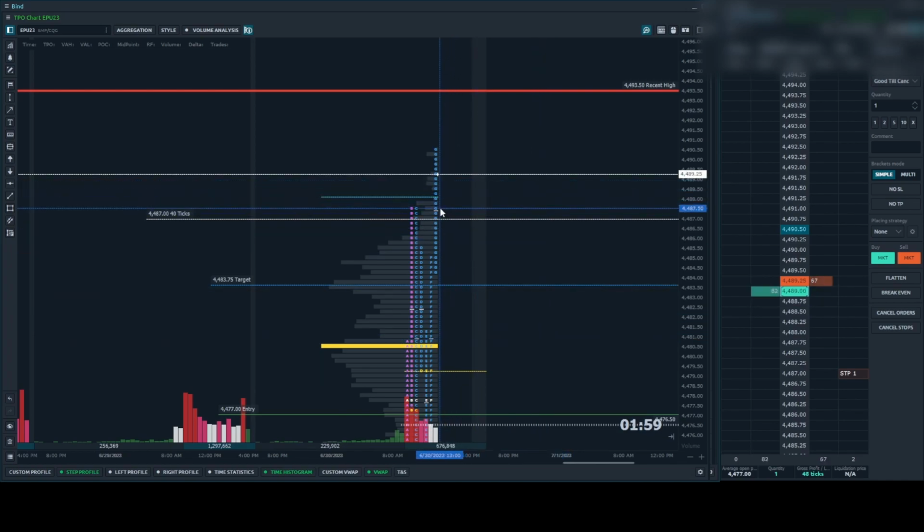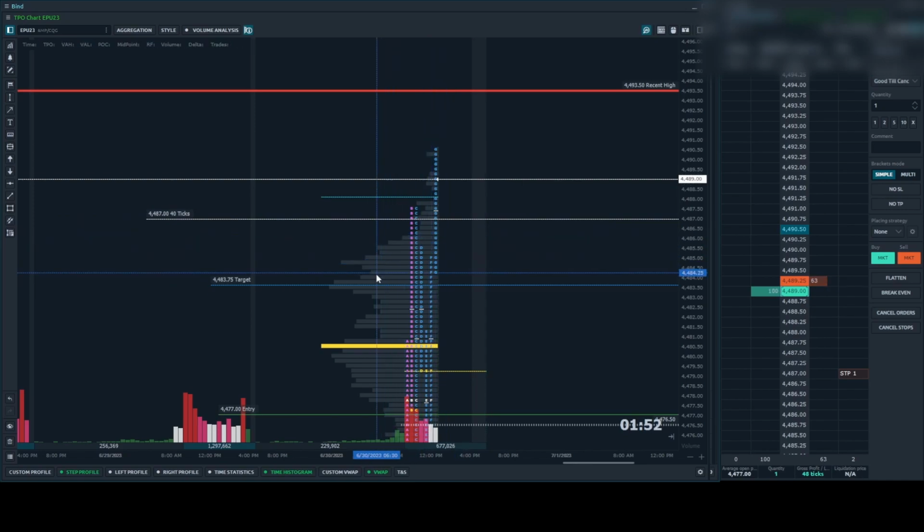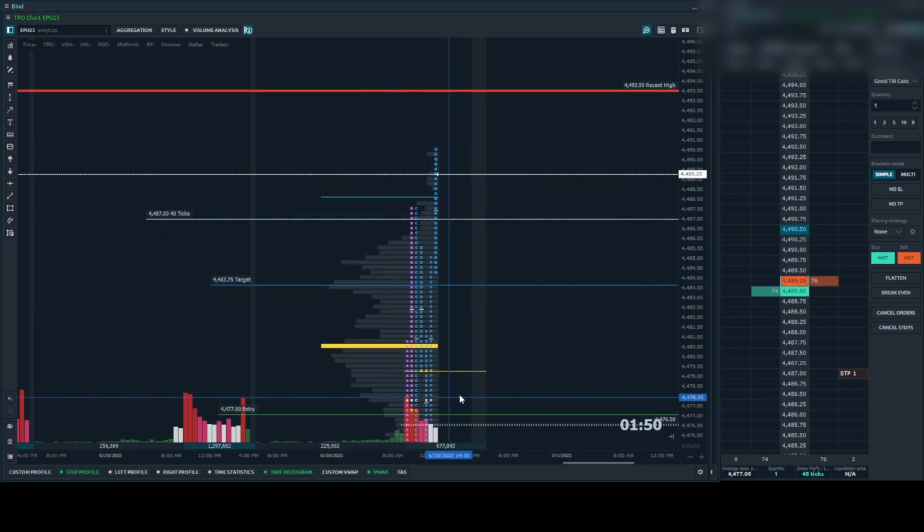You don't want it to come back into this range. That's why I'm happy taking my 40 ticks. You don't want it coming down here and then entering this node. And there's a good chance you'll come back down in here somewhere.